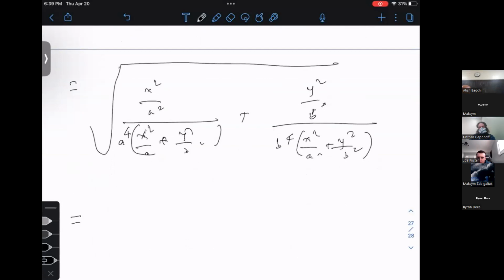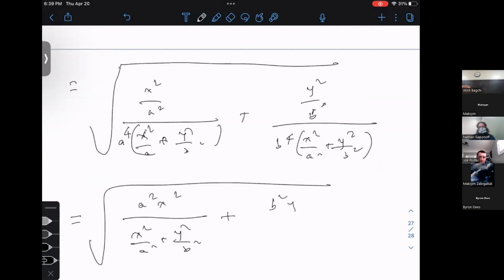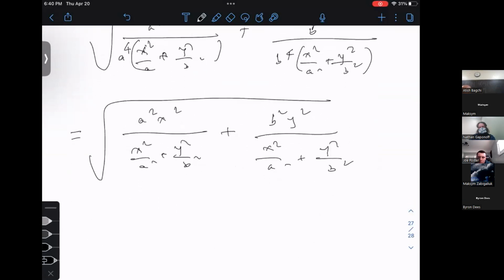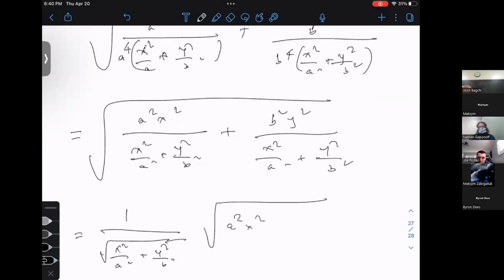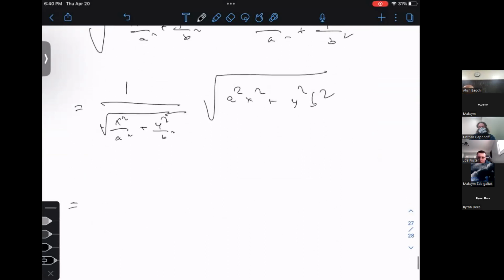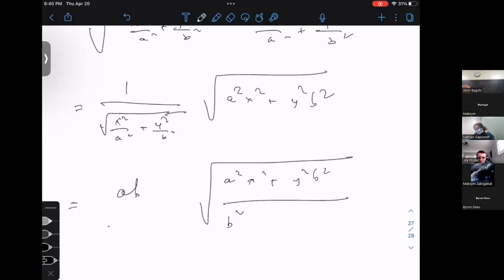This is not that bad. So this is equal to a squared x squared over x squared over a squared plus y squared over b squared, plus b squared y squared over x squared over a squared plus y squared over b squared. So this can be pulled out. So 1 over the square root of x squared over a squared plus y squared over b squared, times the square root of a squared x squared plus y squared b squared. This can be written as AB over, sorry, AB is in the top. AB times the square root of a squared x squared plus y squared b squared over b squared x squared plus a squared y squared.